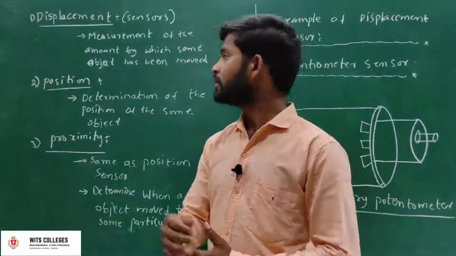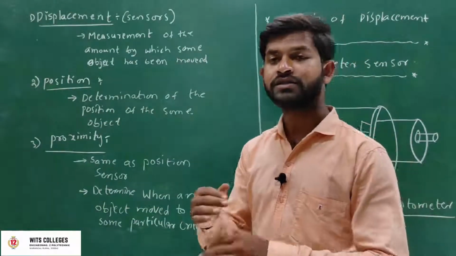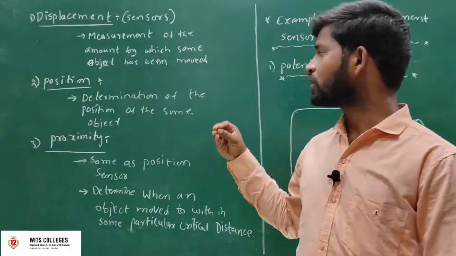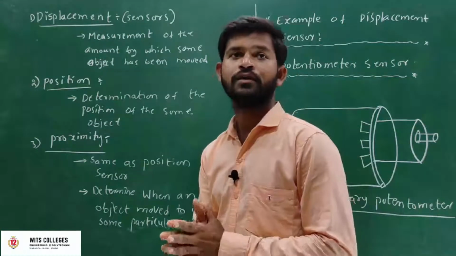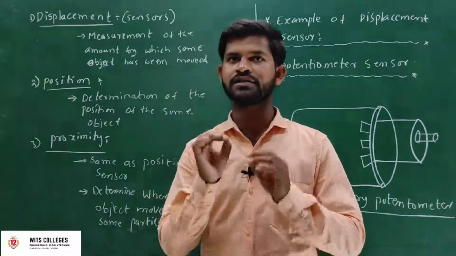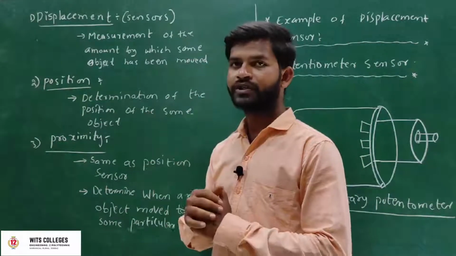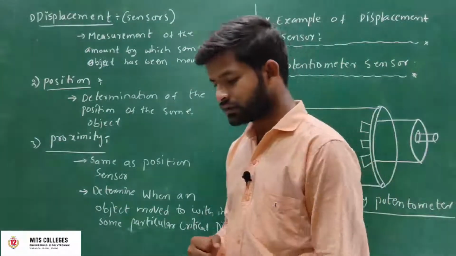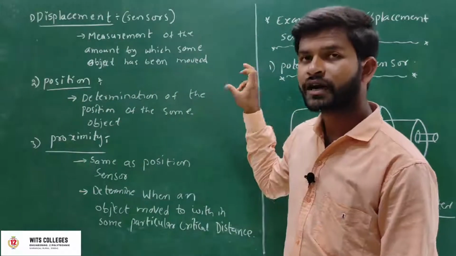Next, the position sensor. Position sensors are concerned with the determination of the position of some object in relation to some reference point. Position means we can determine the location of the object at a particular point, that is, the reference point.